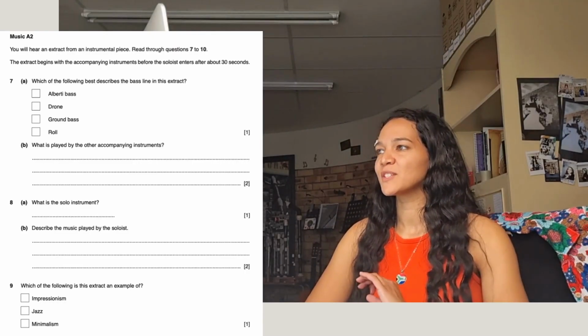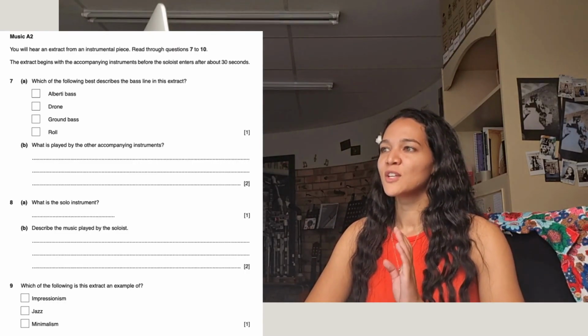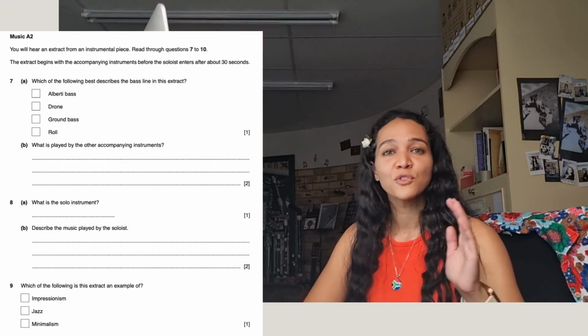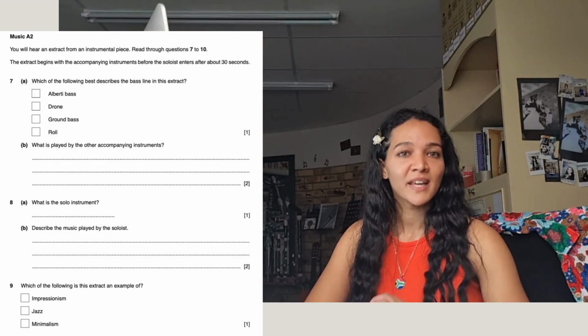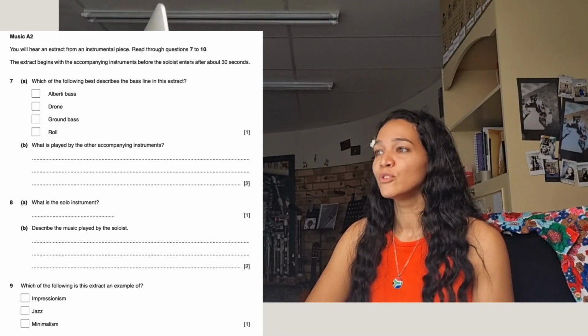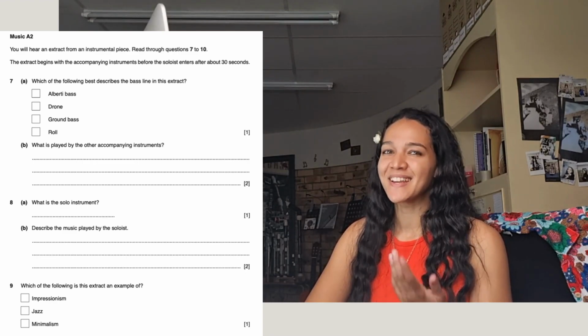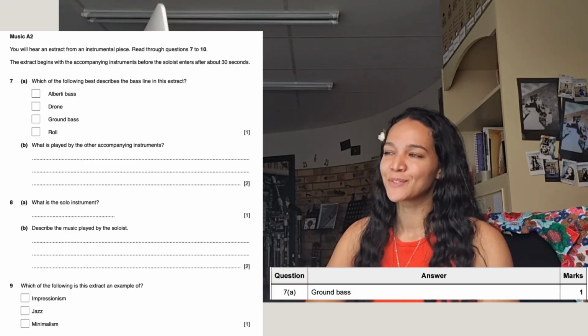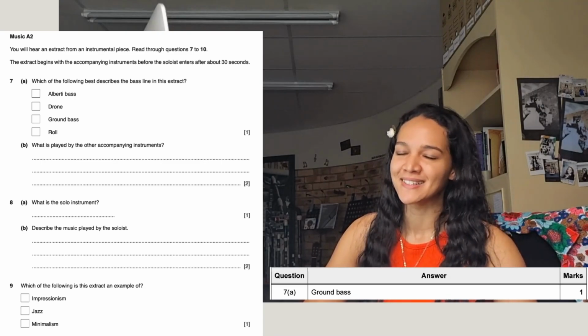So which of the following best describes the bass line in this extract? So we can either go ahead and just stick the one that we know, or do a little trial and elimination. So Alberti bass, no. Drone, no. Roll, no. It's definitely ground bass. I am hearing that, and also it's none of the other things. So ground bass it is.